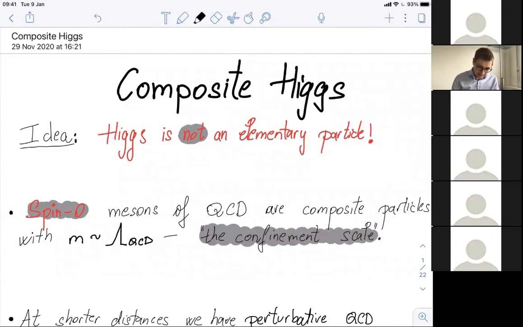And the QCD scale is 1 GeV. It's far, far below the Planck scale. So there is a huge hierarchy between these scales, and this is perfectly natural. This is an example of a natural theory which gives you spin zero particles with masses that are hierarchically smaller than some high UV scales.